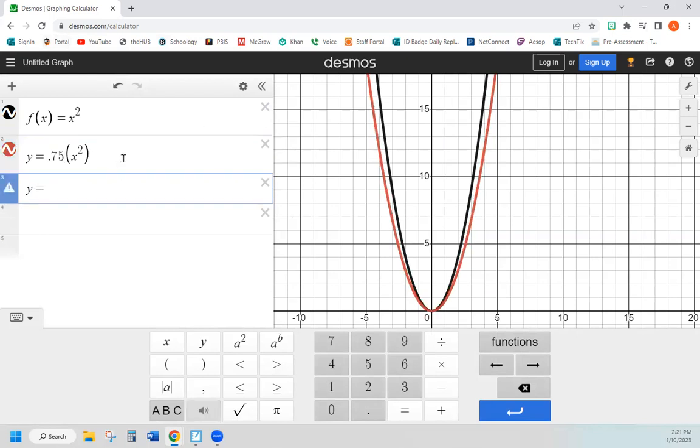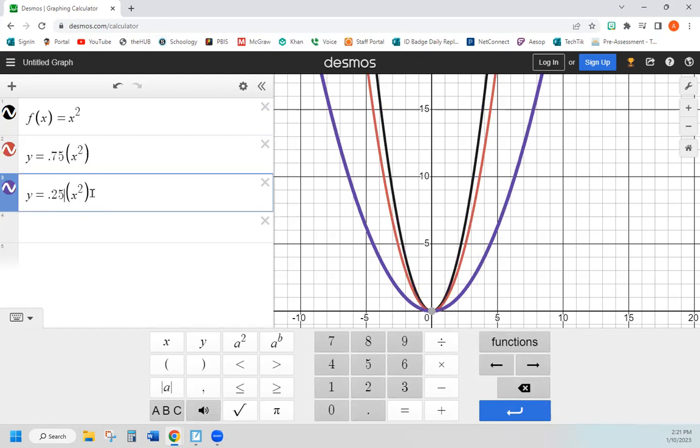Ooh, do you notice how from black to red, it gets wider? So let me go ahead and do another one where my multiplication is by a number smaller than 0.75, 0.25 maybe. Ooh, look, it's getting even wider.